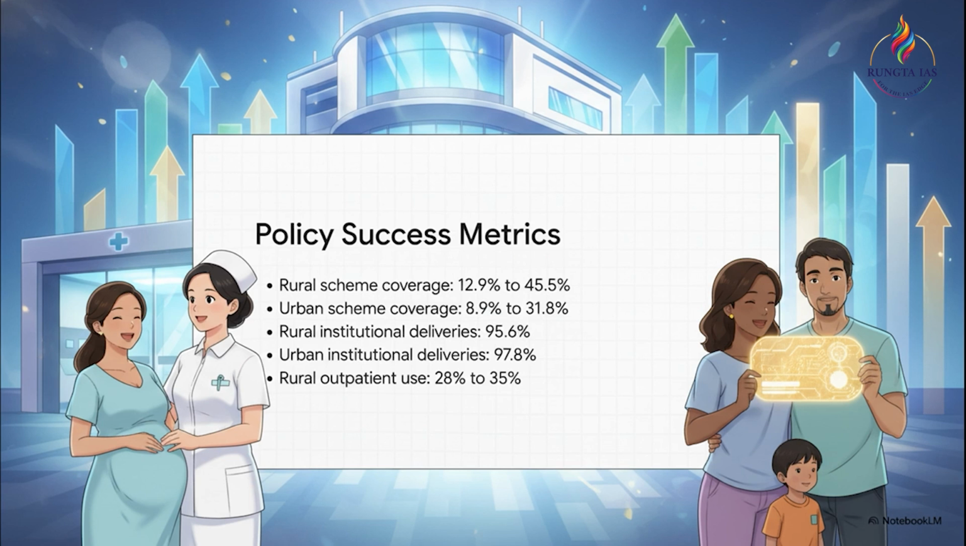Rural coverage under government health schemes jumped phenomenally from 12.9% all the way to 45.5%. Urban coverage? That rose from 8.9% to 31.8%. Institutional deliveries are basically universal now. We're looking at 95.6% in rural and 97.8% in urban areas. And rural public facility usage for outpatient care grew from 28% back in 2014 to 35% in 2025.